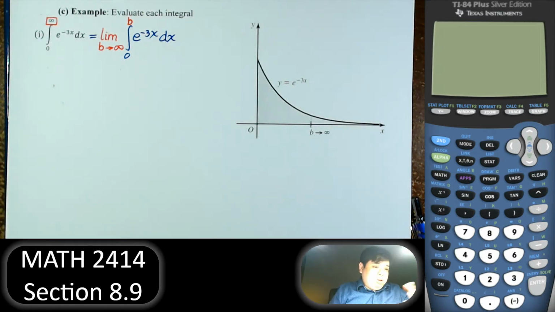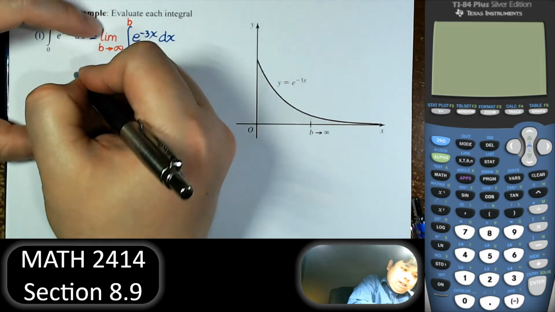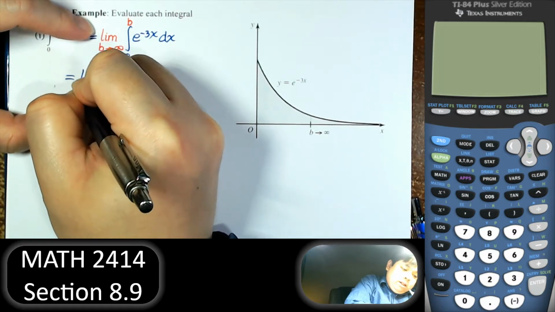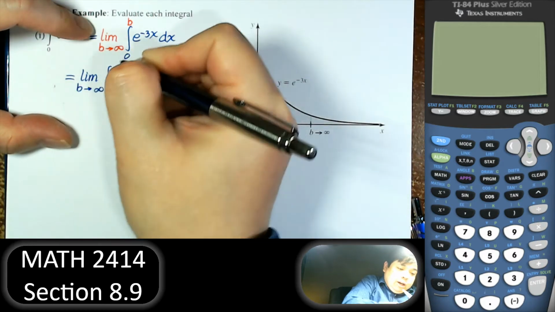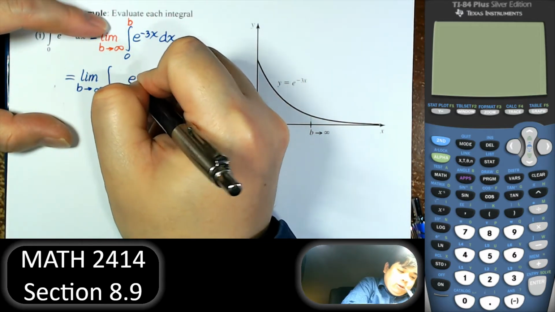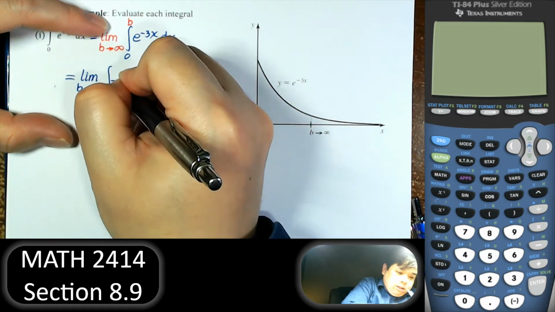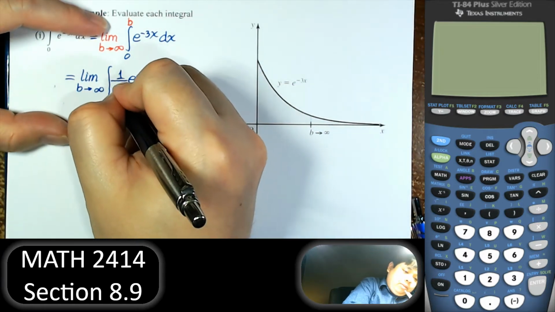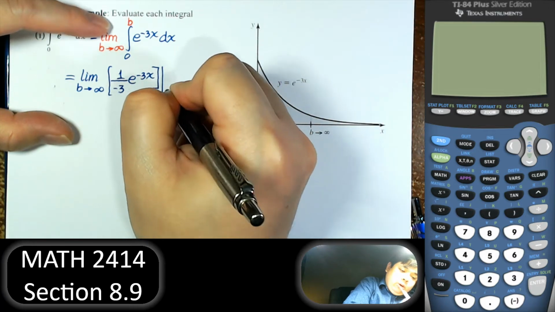Now we just integrate this, and this should be easy. Don't forget there's the limit. Integrate e to the negative 3x: the integral is e to the negative 3x, but we divide by the coefficient of x, and go from 0 to b.